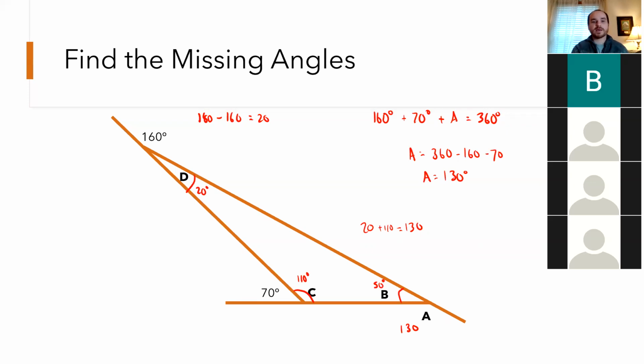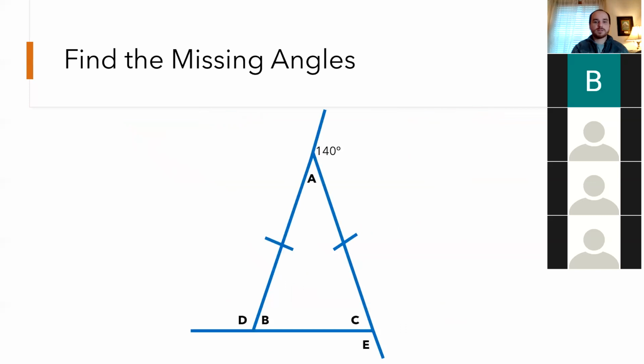Now we're going to actually have you guys try it. So this triangle right here, you're only given one angle, and you need to solve for A, B, C, D, and E. Before we get started, really quickly, what type of triangle is this? Can anybody tell me? It's got a special name that's impossible to spell.